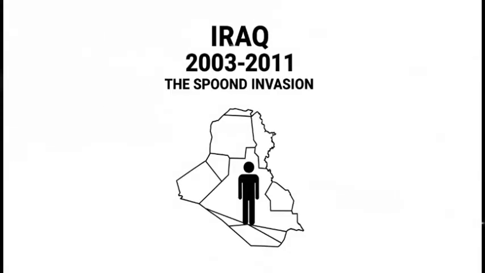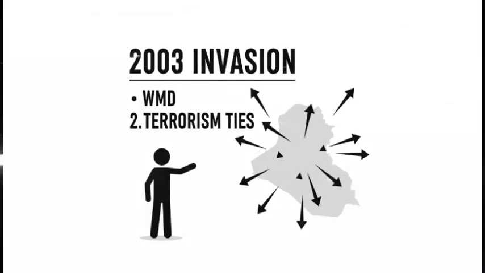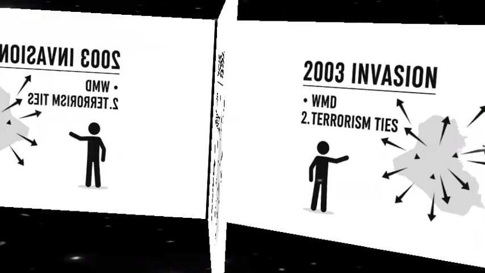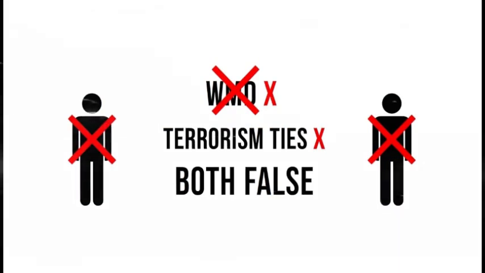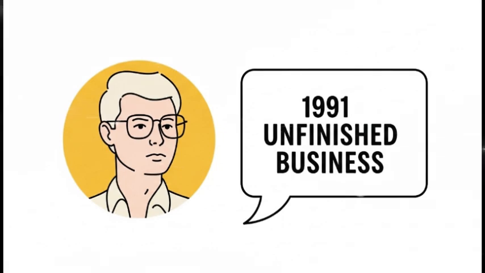Iraq, the second invasion, 2003 to 2011. In 2003, the United States invaded Iraq. The official reason was that Saddam Hussein had weapons of mass destruction and ties to terrorism. Neither turned out to be true. The real reasons were more complex. Regional influence. Unfinished business from 1991.